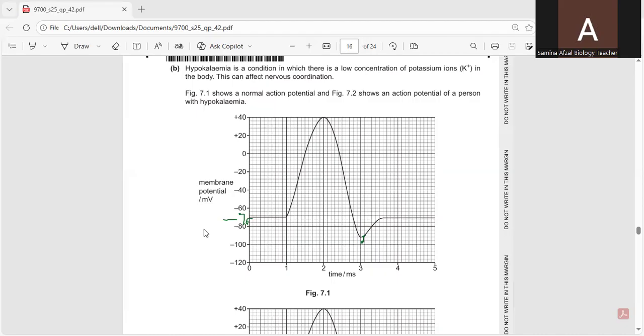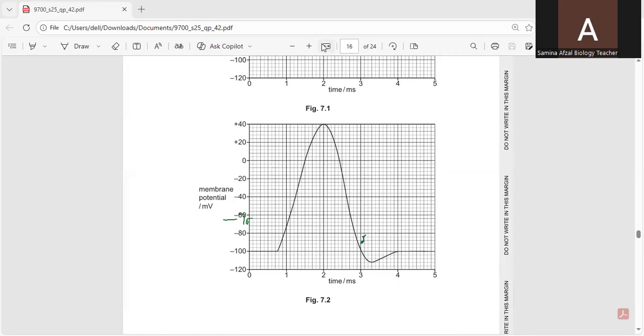Now move to figure 7.2, in which the graph shows the membrane potential of a person with hypokalemia. Here you can see it starts from minus 100, goes up to plus 40, drops down to less than minus 100, and levels off at about minus 100. So the resting potential in this case is more negative, minus 100, than the normal resting potential, which is minus 70.